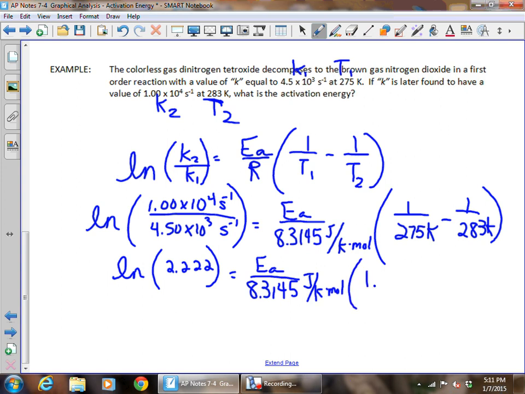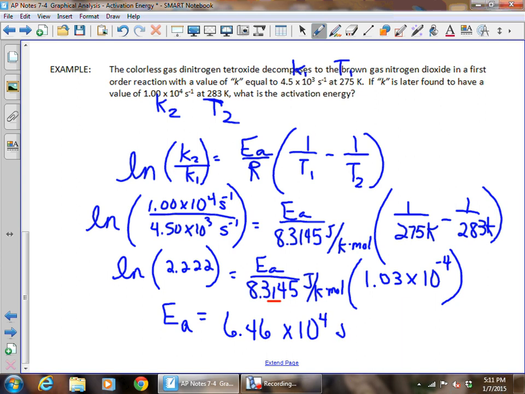And when you subtract these two values, you get 1.03 times 10 to the negative fourth. And solving for E sub A, taking the natural log of 2.22, getting that value, and then solving for E sub A, we end up with an activation energy. Practice going through this calculation to make sure that you can get it. You're going to get the natural log of 2.22, okay? And then to solve for E sub A, you're going to multiply by the 8.3145. You're going to divide by the 1.03 times 10 to the minus fourth, and you're going to end up with 6.46 times 10 to the fourth joules per mole for the activation energy.